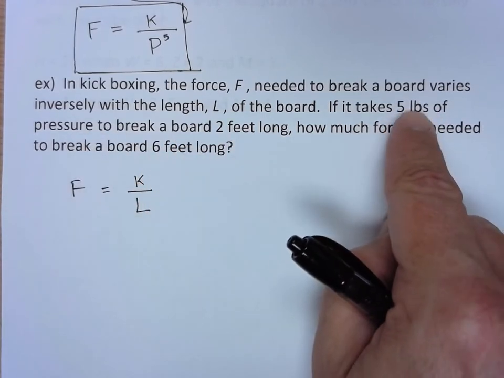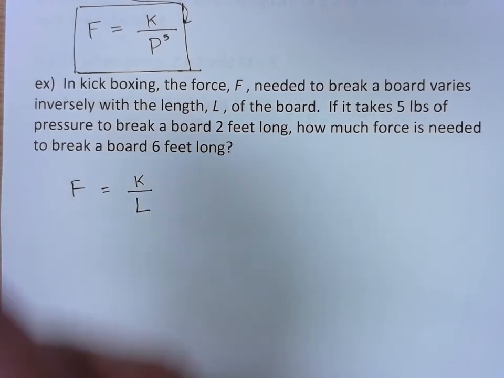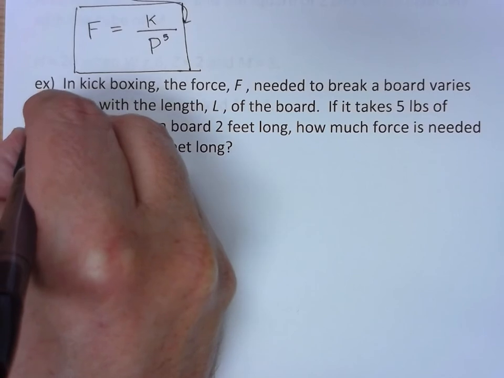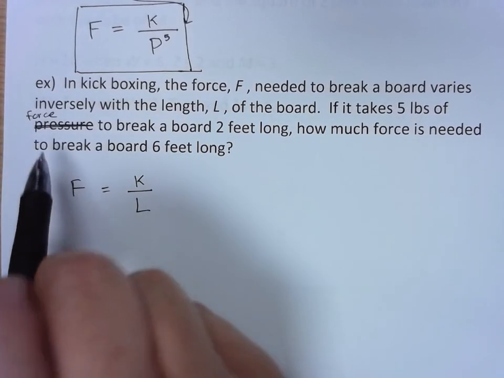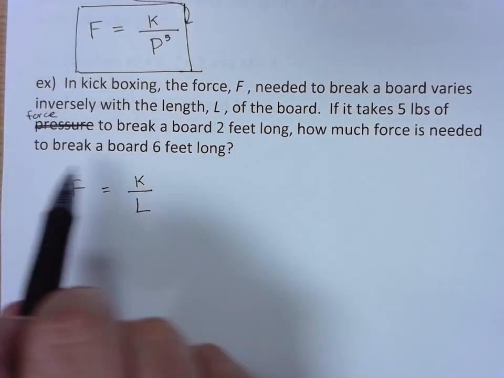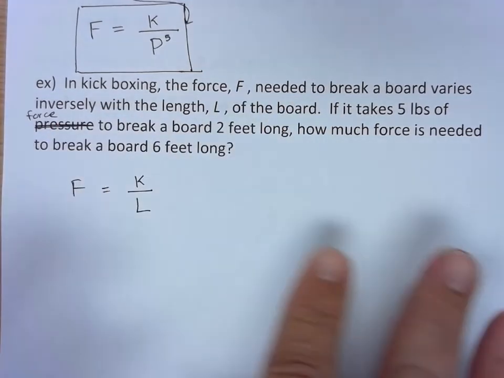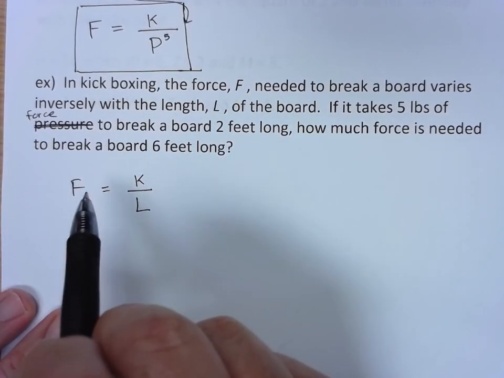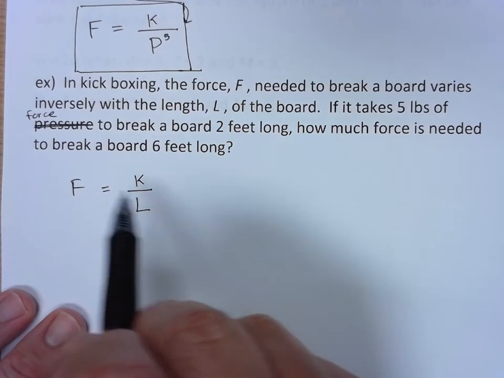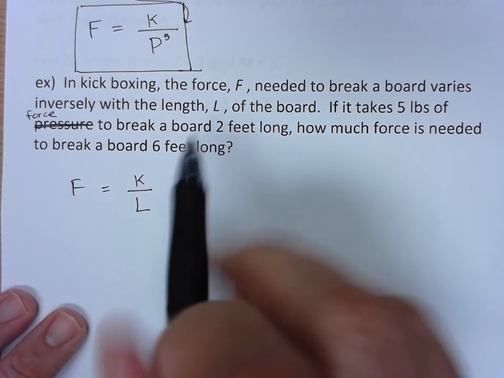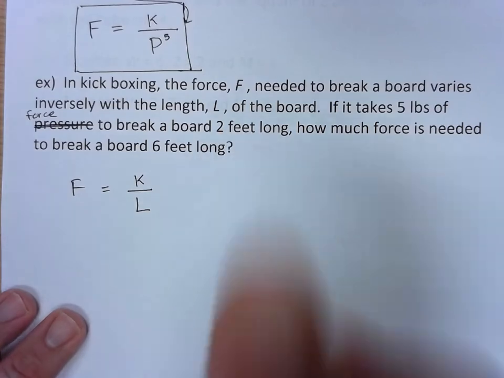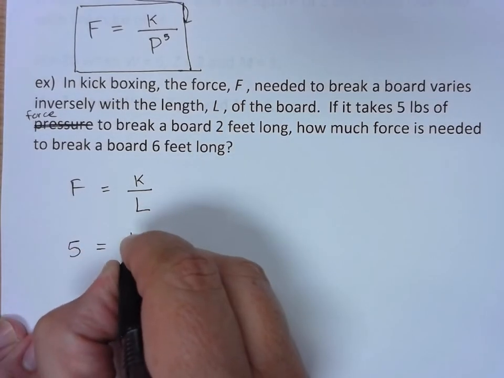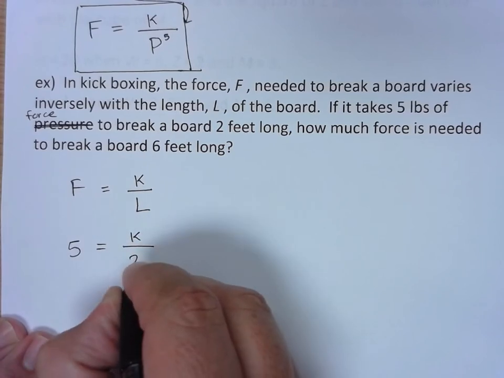Now, if it takes 5 pounds of pressure to break a 2-foot long board, so in other words, 5 pounds is going to be your force amount, and that's technically ill-worded. That actually should say force. Pounds measures force, pressure is completely different units altogether. So that's just me nitpicking, so just disregard that. Anyway, 5 is going to be the value that you plug in for F, representing pounds of force, and then the length of the board is 2 feet long. So that second sentence tells you that it takes a 5-pound force to correspond to a 2-foot board.